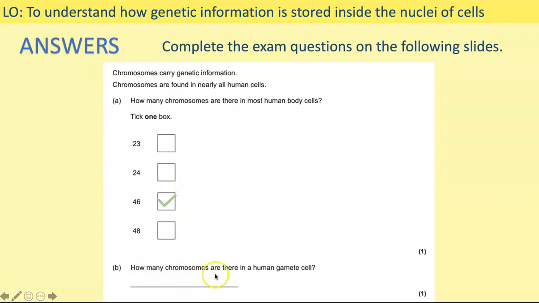Then if we look at how many chromosomes are in a human gamete cell, remember we said the gametes, so the egg cells and the sperm cells, are haploid, which means they have half the number of chromosomes. So the answer to B is 23.